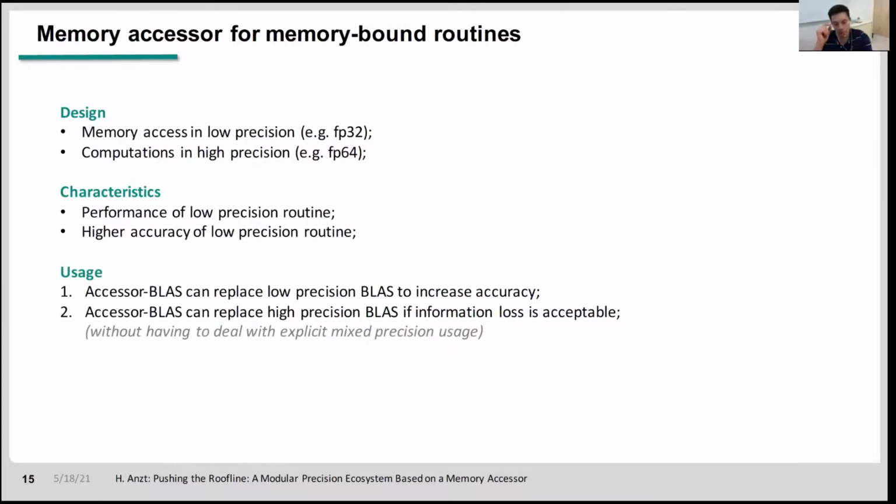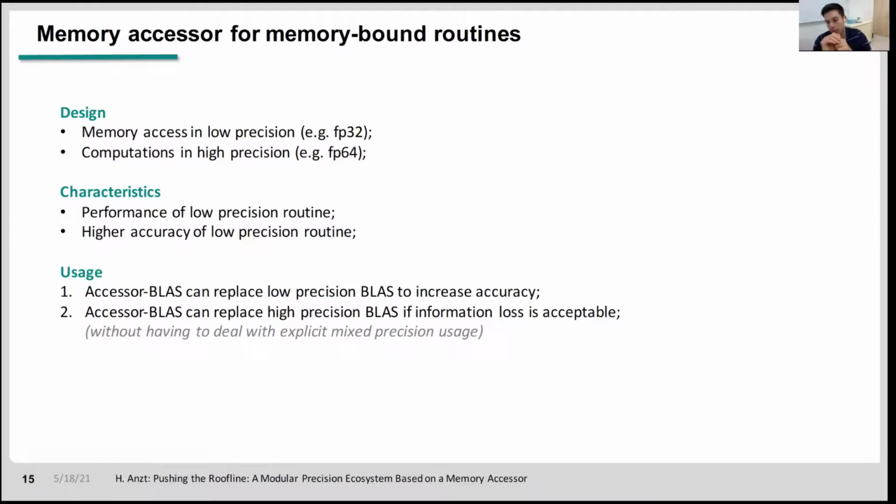For that, we want to quickly think about the characteristics of an algorithm or a routine that is based on the memory accessor. If we design it such that the memory access uses low precision, but the computations use high precision, then for memory-bound operations we get the performance of the low precision routine, because you don't see the computations. At the same time, all the arithmetic is executed in higher precision, so for all the accumulations that happen in processor registers, we should get a little higher accuracy.